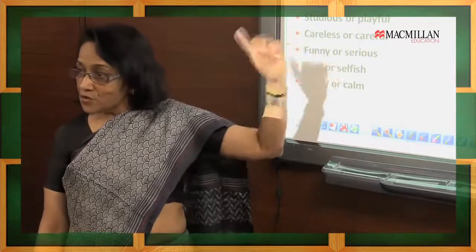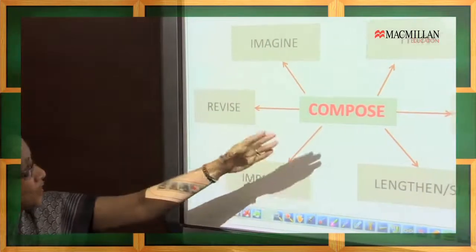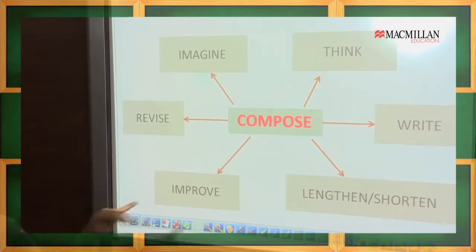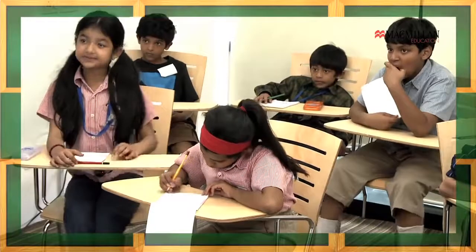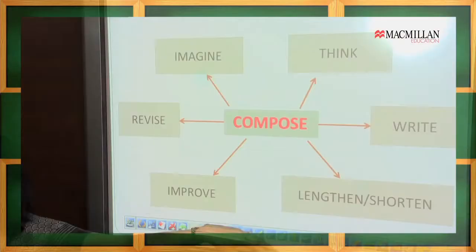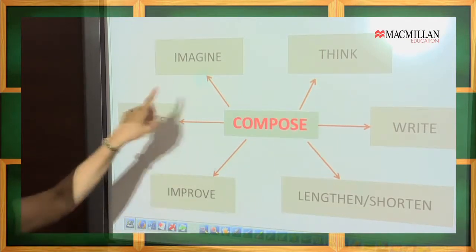Do you remember in Compose we used all these ideas? We imagined first, didn't we? Then we thought, we wrote, we revised, we improved it later. When we improve, we work on our spellings, right? And we change the words if we feel like it, and we punctuate properly. If we have written a long passage, we make it short. If we've written a very short passage, we lengthen it. All these activities together are called composition writing.